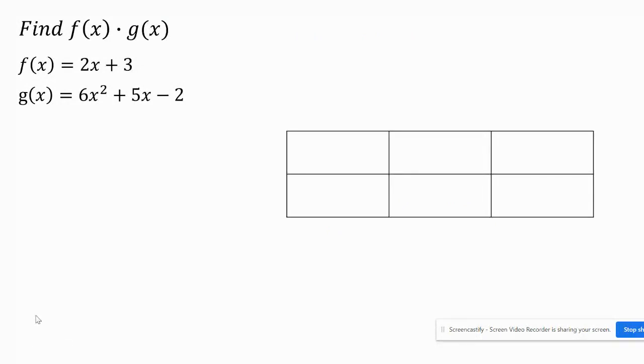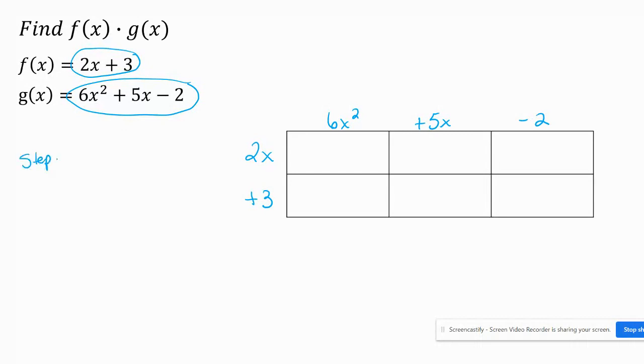All right, so we're going to take this function, f of x, we're going to put on the side, and we're going to also write the signs as we do that. And then I'm going to take the g of x function and put it on the top. Write the signs, so positive 5x, negative 2. So step 1 is to multiply into the box. And when you do that, you change the exponents. Because in the second step, we're not going to change the exponents, okay?